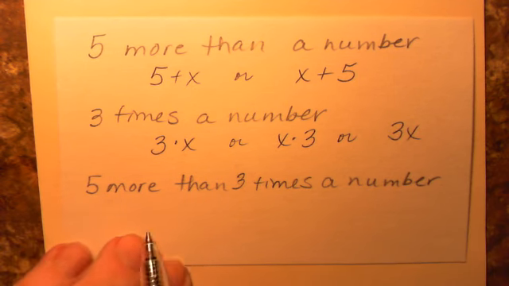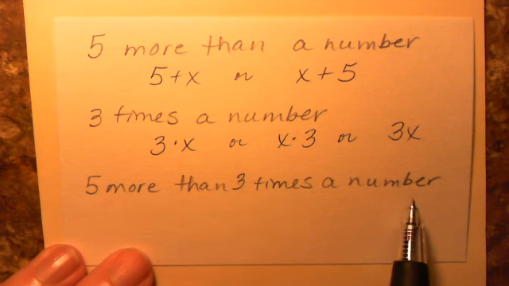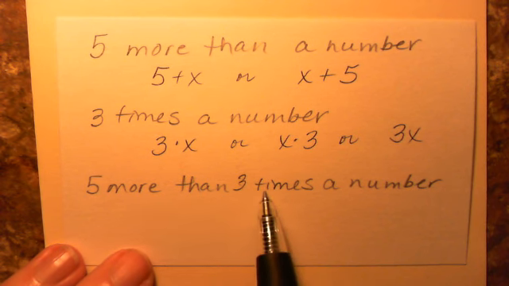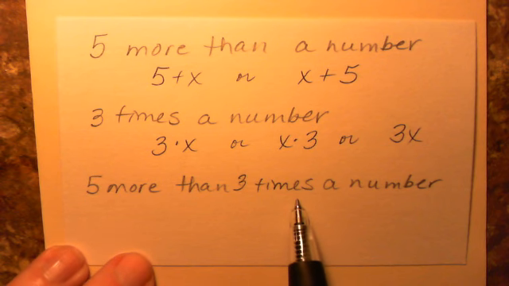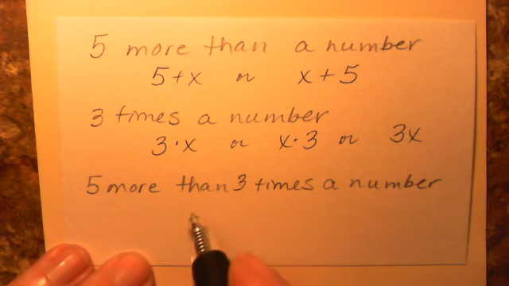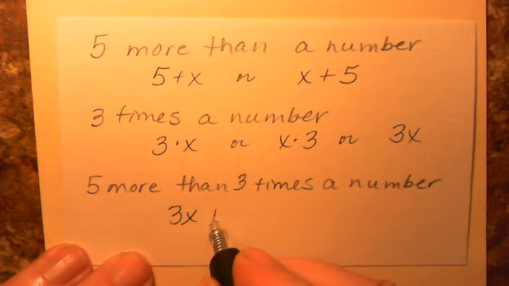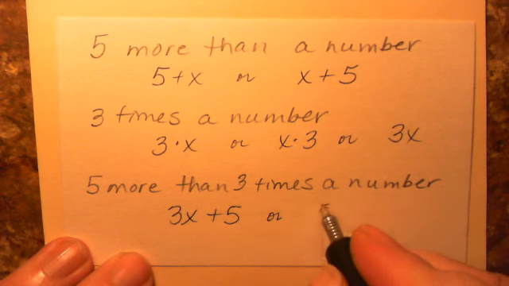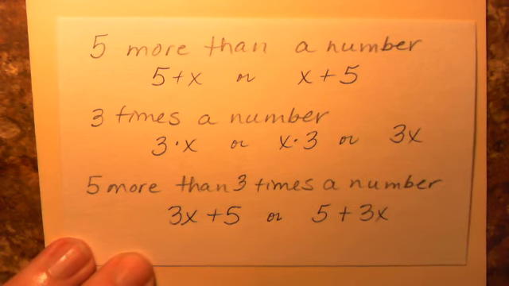Alright, let's put those two phrases together. What if I ask you to translate 5 more than 3 times a number? What we have here is addition and multiplication, right? So what should we show first? Order of operations said we should show the multiply first. So 3 times a number, 3x. 5 more than that, plus 5. Because it's multiply and addition, remember that it would be okay for you to show it as 5 plus 3x.